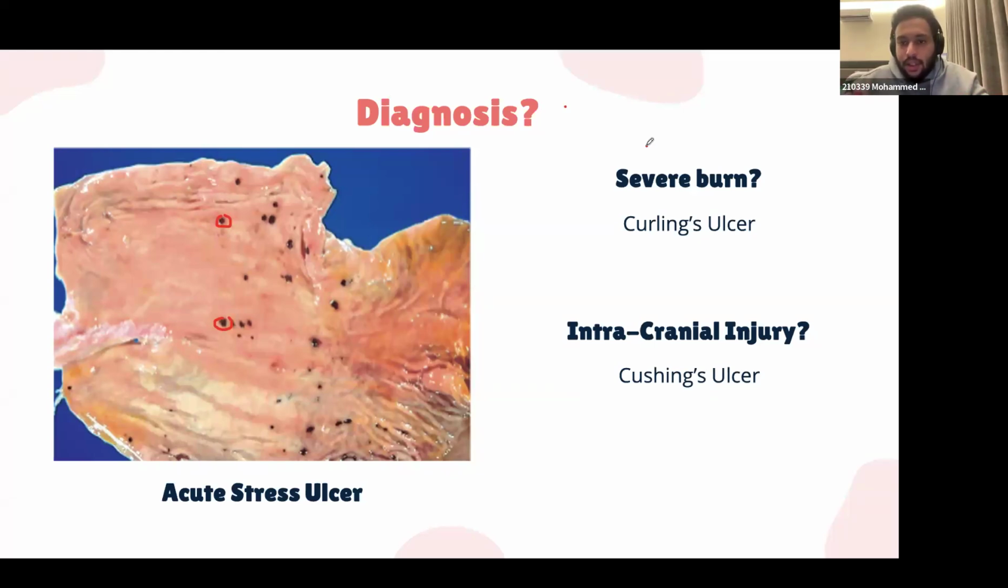Management is you treat the underlying reason or risk factor for it. So, for example, severe burns and intracranial injury, you treat them as is. If someone has acute stress ulcer due to NSAID ingestion and so on, you just stop the NSAIDs. Okay, so that's typically that.